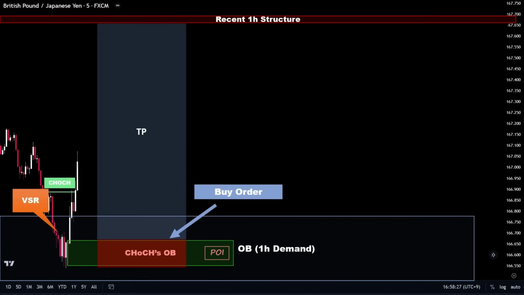As for our take profit target, we are aiming for the recent major 1-hour structure, as it presents a significant level where we expect price to potentially reach. By setting our entry, stop loss, and take profit levels, we have established a well-defined trading plan for this setup. Now, we must monitor the market closely and let the trade unfold according to our analysis.